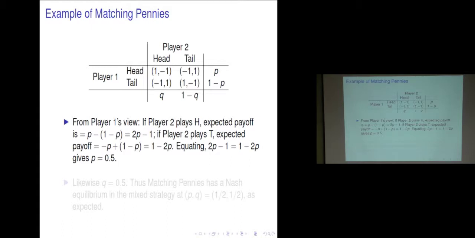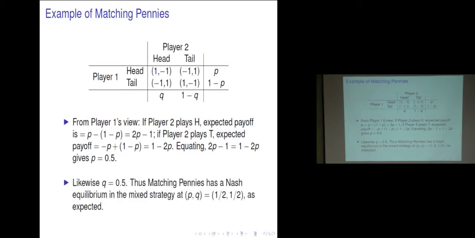This is not surprising, right? If you always play head, then the other guy will win, so it's half and half. Now the same logic applies to player 2, so you also choose Q equal 0.5. So this half-half is the Nash equilibrium for this game. Okay?